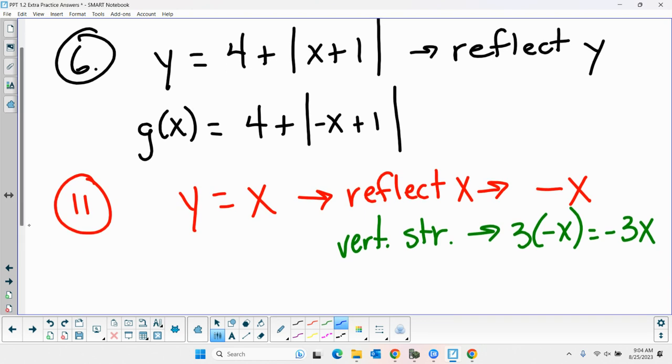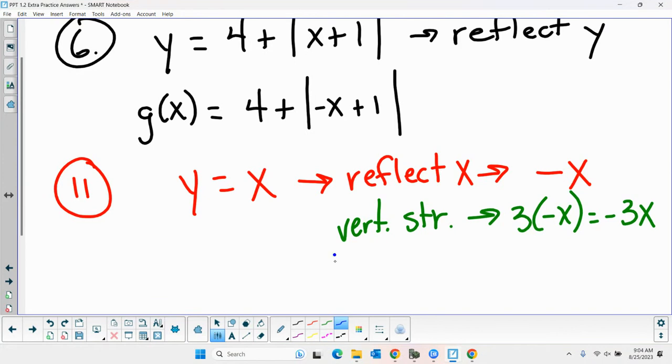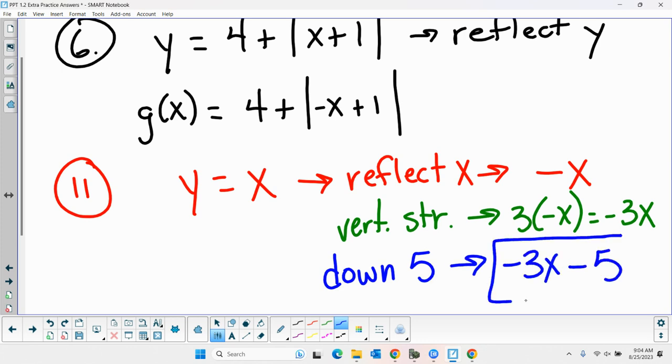To do each one separate. So negative 3x minus 5 would be the final answer. So just do one at a time, simplify. Don't try to do it all at once in your head. Sometimes you get confused then. Questions on 11?